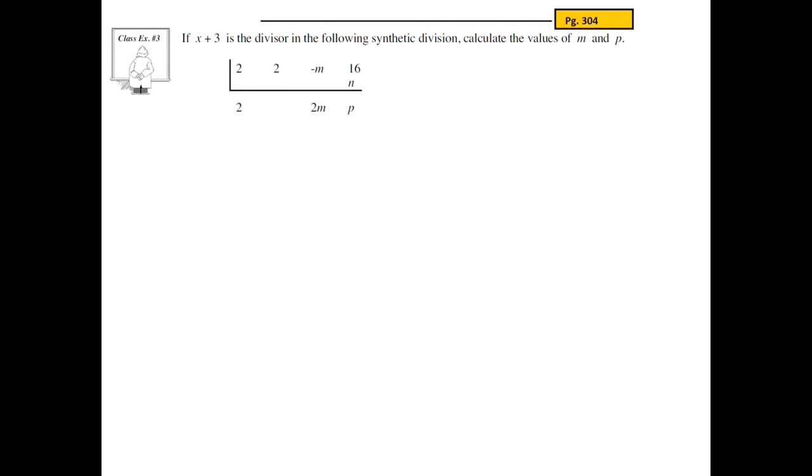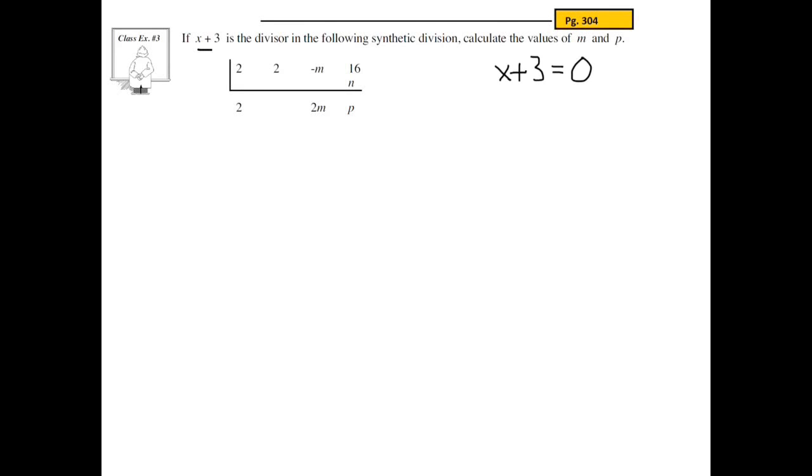If x plus 3 is a divisor in the following synthetic division, calculate the values of m and p. Well, we don't only have just m and p to find out, we have to figure out what this n is as well. But first off, we have a clue. We've got x plus 3, and that's going to be our divisor.